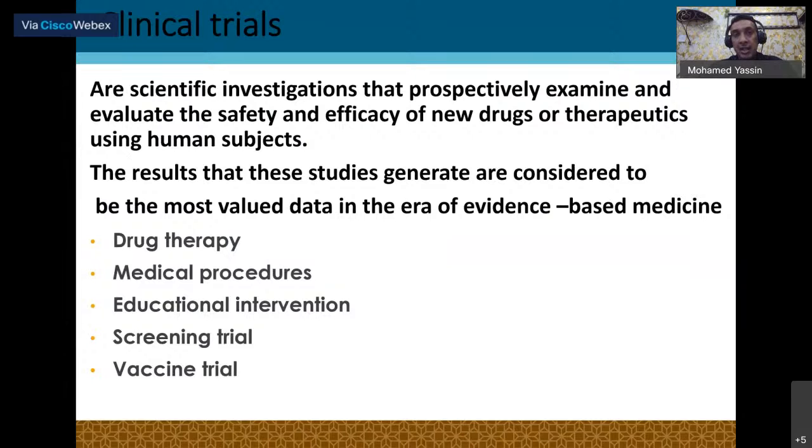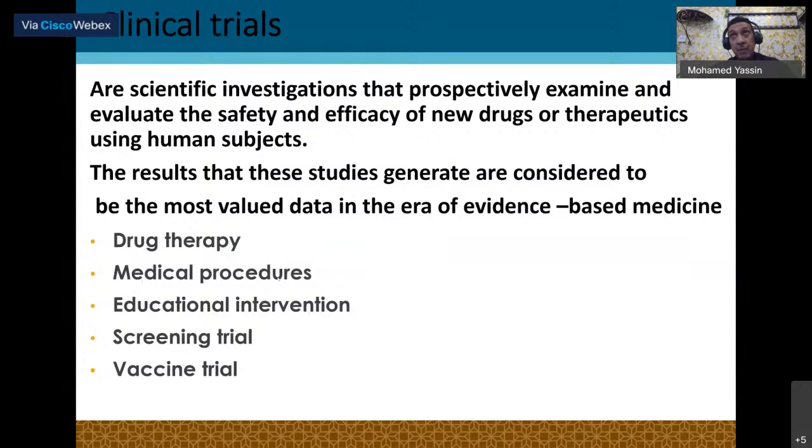Classically, when we talk about clinical trials, people think about medications, drug A versus drug B. But this is only one type of clinical trial; clinical trials are not limited to drug therapy, not limited to medications. It can be about drug therapy, as you all know, where you can compare 2 or 3 or whatever number of medications in a clinical trial. It can be about a medical procedure.